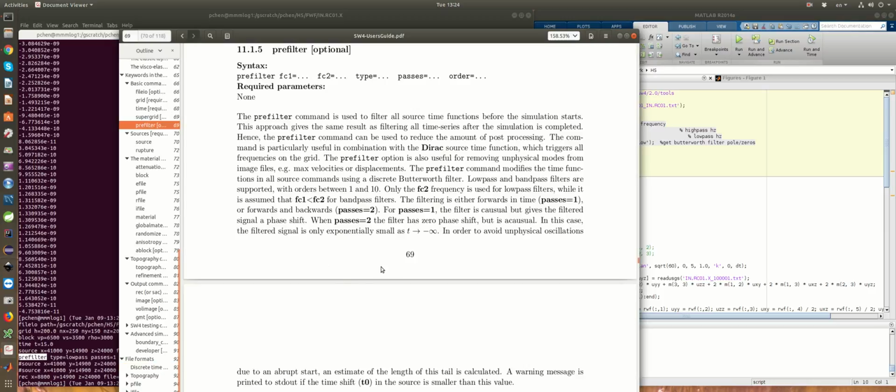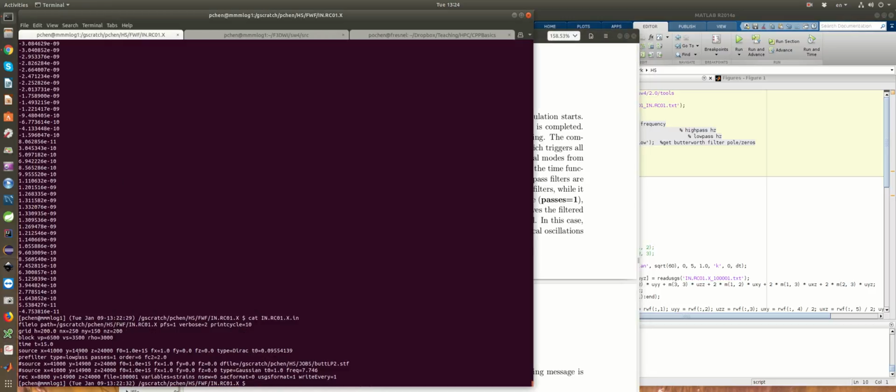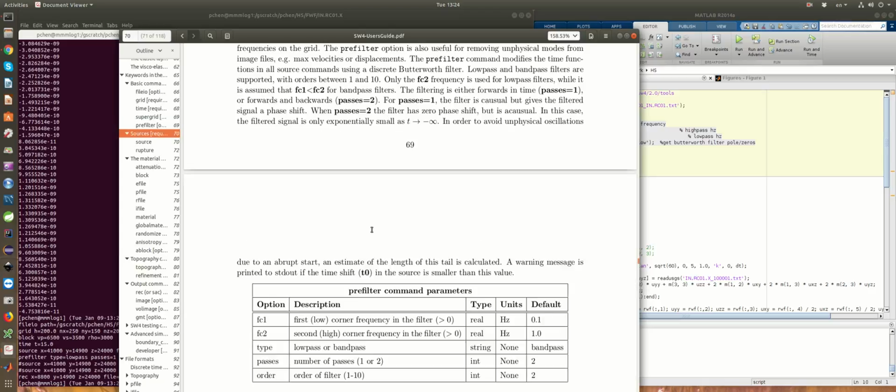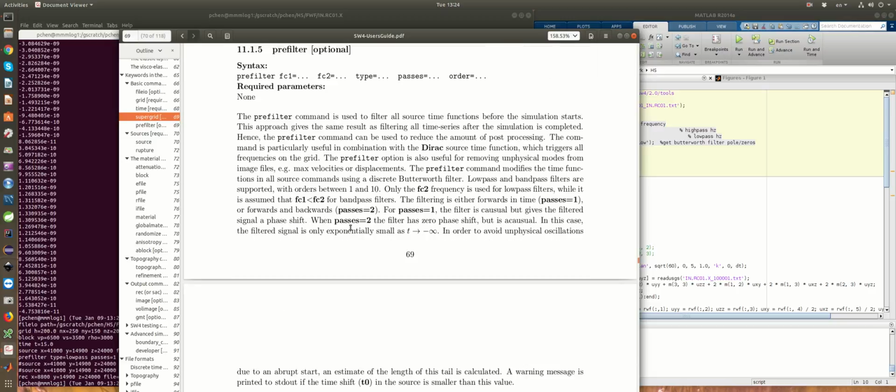Pre-filter, right? You can specify the corner frequencies. If it's a bandpass, then FC1 and FC2 are both useful. But if it's a low pass, then only FC2 is useful. You can specify FC1, but it's not going to be used. All of the inputs have to be in hertz, so the corner frequency is in hertz. So FC2 equals 2 hertz. That's the corner. And by default, it's going to be a Butterworth filter. It doesn't really provide multiple choices.